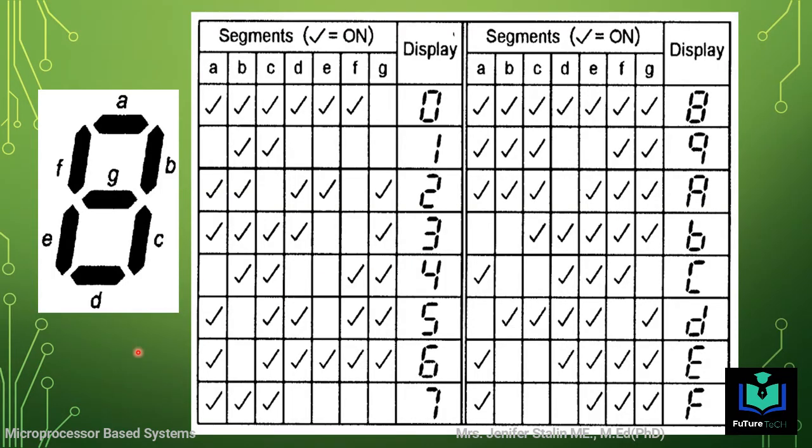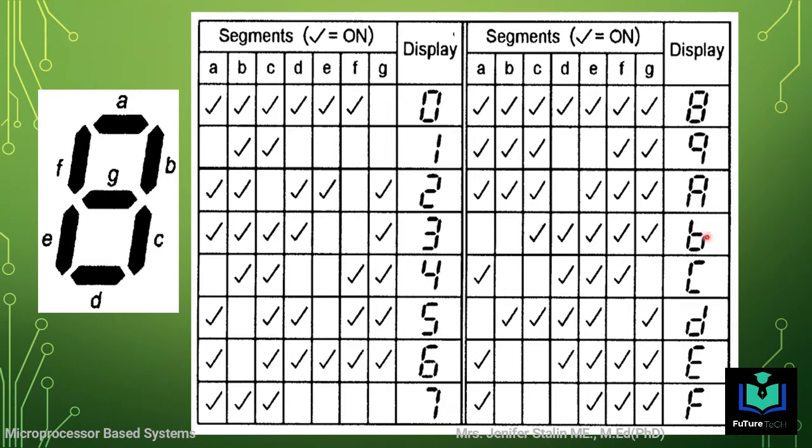Now you see the tabulation for the display. You can see that when you display a numerical value 0, all the segments except G will be kept on. So the G segment should be off. Similarly, to display a numerical value 1, you can see the B as well as C segments are kept on, all other segments are 0. Like this you can type the numerical values from 0 to 9.